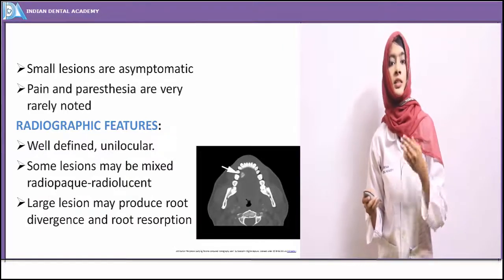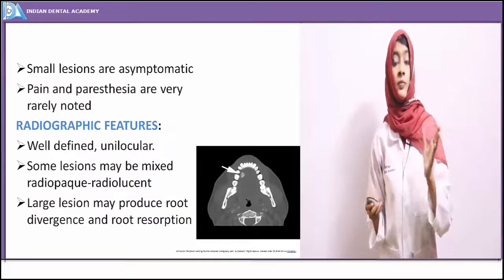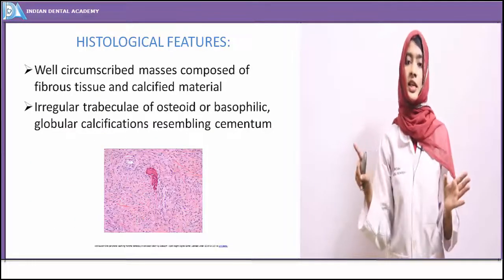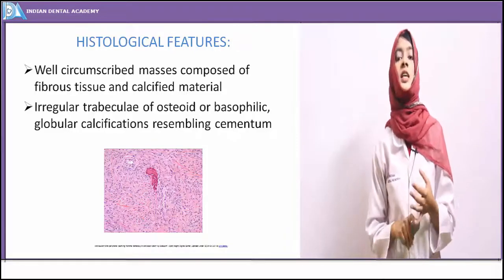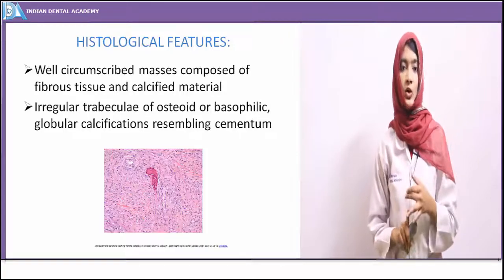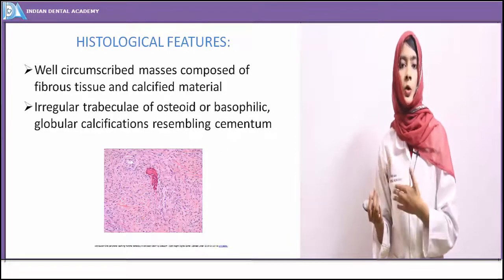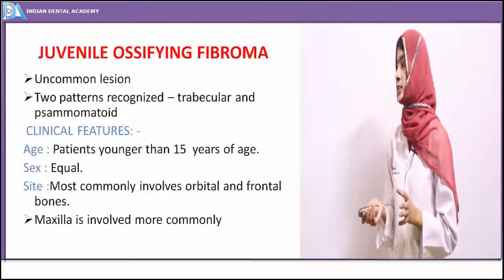Ossifying fibroma lesions are unilocular when compared to fibrous dysplasia. Fibrous dysplasia shows a Chinese letter pattern appearance histopathologically, and radiographically you can see a ground glass appearance. Here the lesion is more commonly radiopaque in nature. So that way you can differentiate both the lesions.